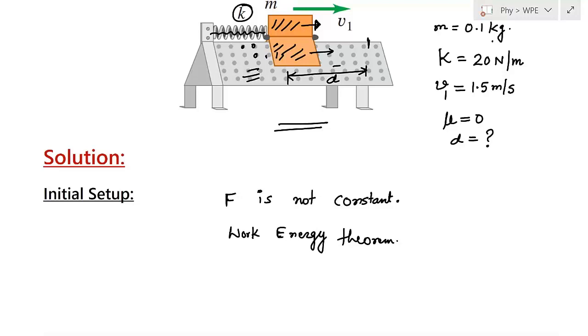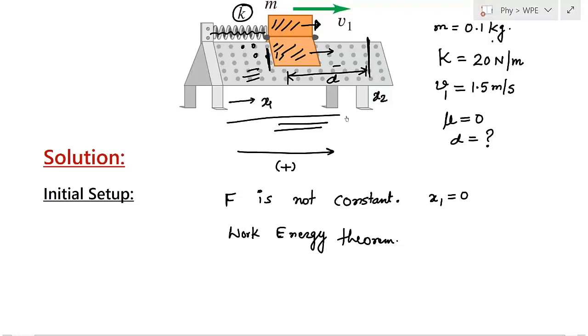So let us say initially the glider is here. In this direction we will consider the positive direction, that is the right side. And initially let's call this x1 is equal to 0. So this point is x1, which is equal to 0, and then the final location is x2. The final distance x2 is equal to d, where the glider comes to rest. So at x2 we know that v2 is equal to 0, and at x1, v1 is known, that is 1.5 meter per second.